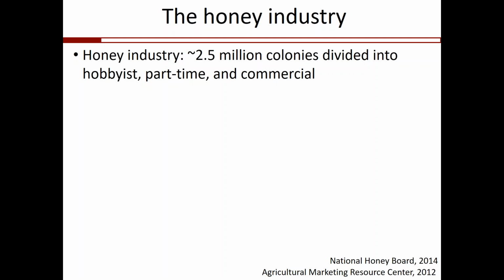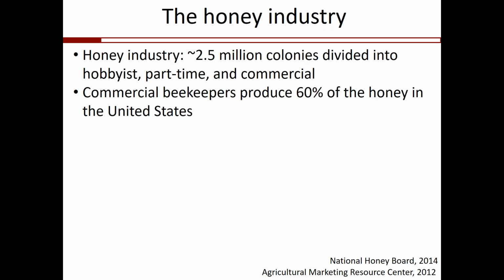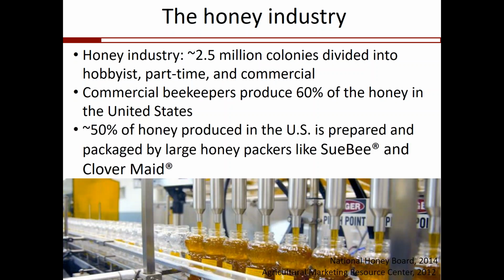In terms of population and numbers, most beekeepers are actually going to be hobbyists. That's because of how big beekeeping is nowadays. However, the majority of colonies are going to be managed by the commercial beekeepers. As a result, the commercial beekeepers still produce about 60% of the honey in the United States, and about half of the honey produced in the US is packaged in large corporations such as Sue Bee and Clover Maid.